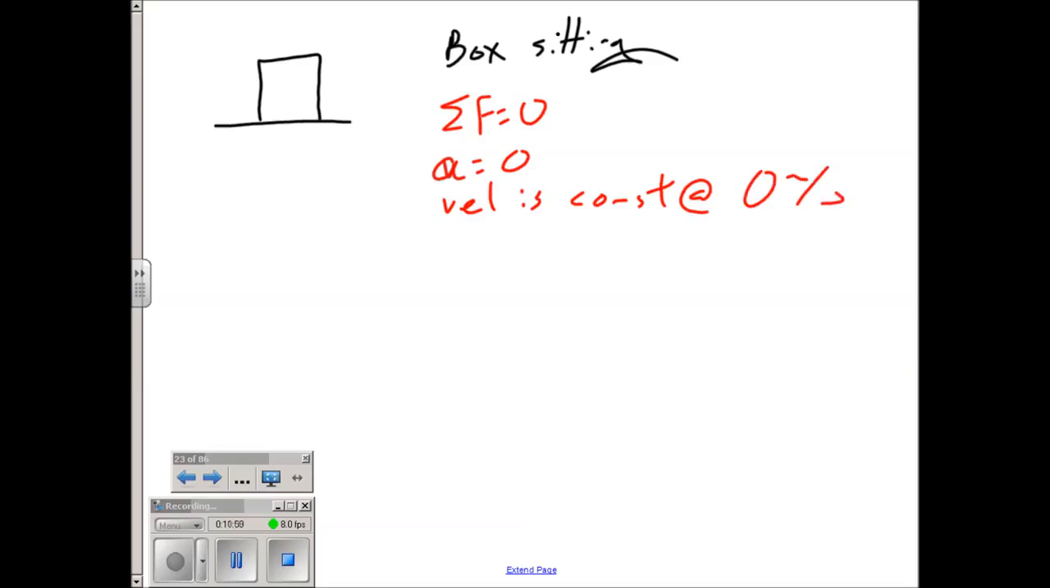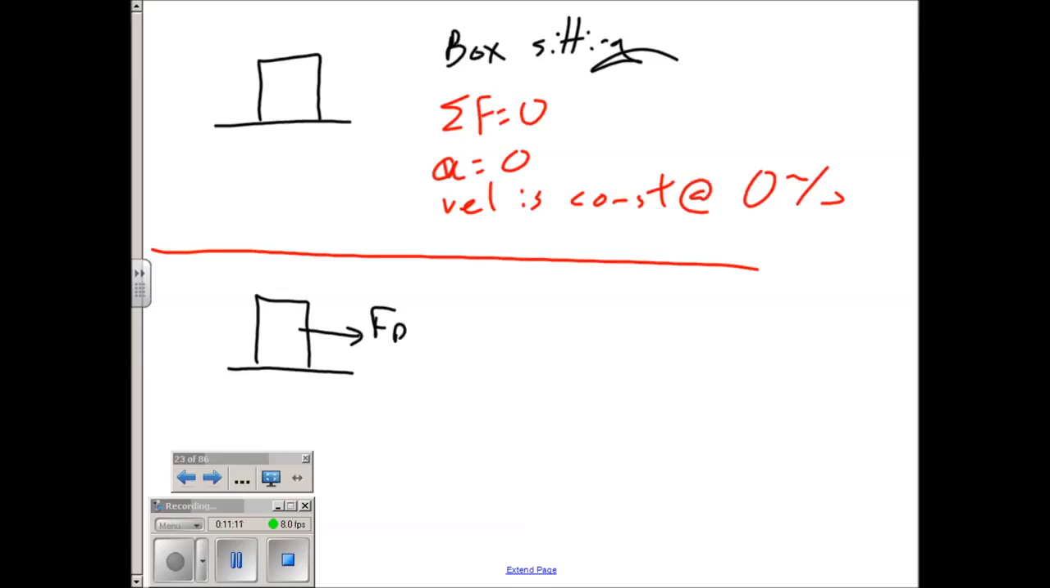Okay, so that's not rocket science. It's a box sitting there. Object at rest stays at rest. Okay, now, what happens when you push the box? So let's suppose we've got a box here, and Roy comes along and pushes it with, I'm going to make up some numbers here, 10 newtons.